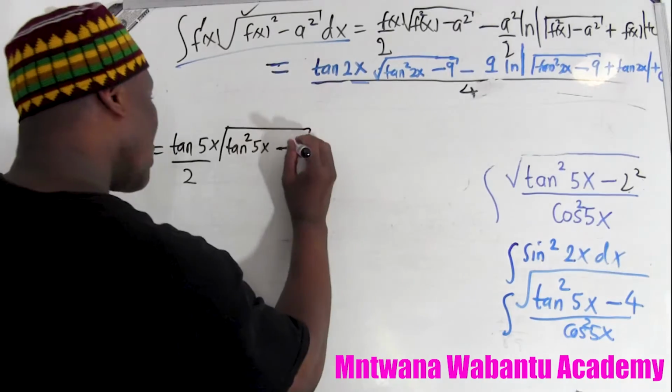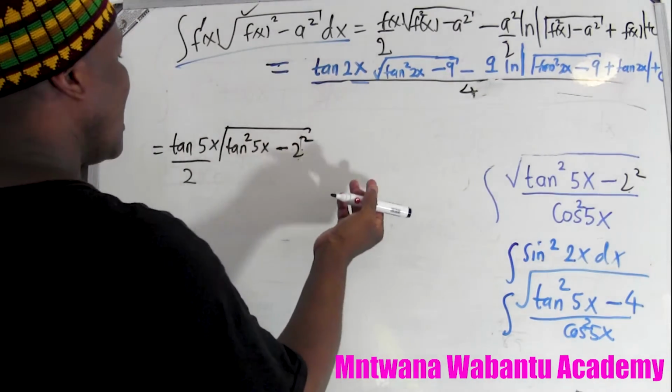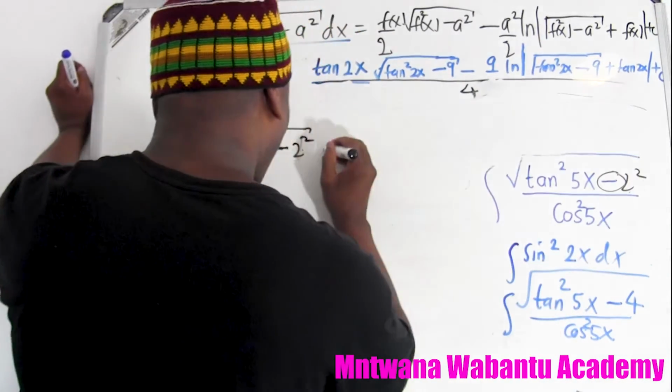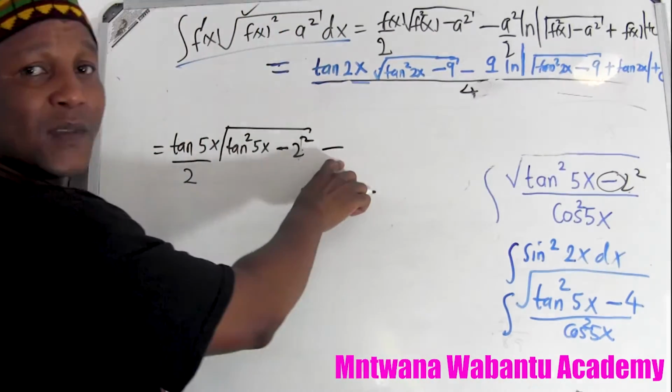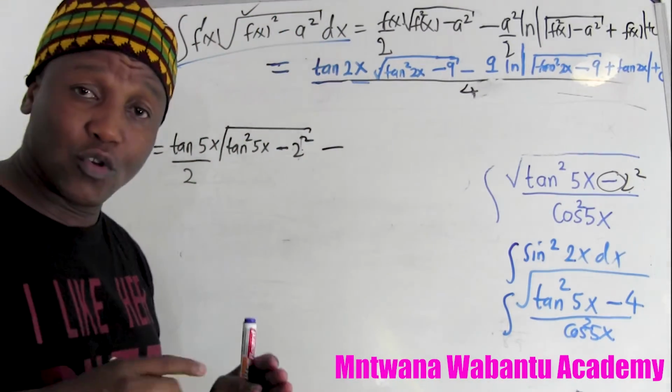So it's like say 2 square here. I can say, but what is 2 square and 4? And then what we do, there's a minus here. Here I'm going to write minus. But if there's a plus here, I'm going to write plus here. So it depends on your question. Make sure you pay attention to that.